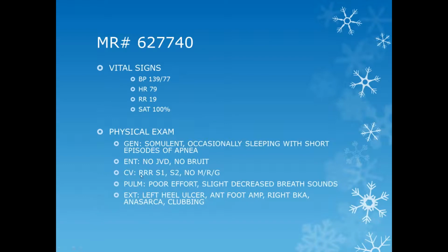On exam of the heart, there were no murmurs appreciated, no gallops, and he was regular. Pulmonary, he had poor effort and decreased breath sounds. And again, extremities showed anasarca. He had clubbing. He had a right below the knee amputation, left foot amputation, and left heel ulcer.